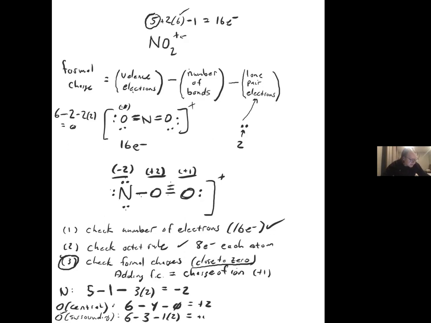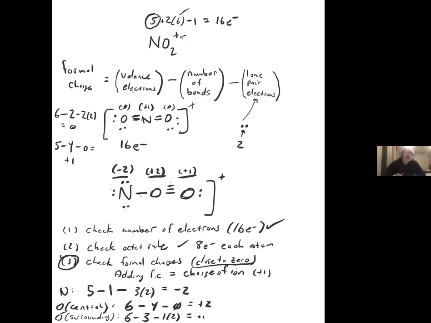Now we do the nitrogen. The nitrogen is group 5A, so 5. It has 4 bonds. That's kind of cool, 4 bonds. And then you subtract no lone pairs because it doesn't have any. So you get +1. And then the oxygen on the right, it's just like the oxygen on the left, exactly the same. 2 bonds, 2 lone pairs, it's the same element. So this one's 0. All the formal charges add up to +1, so that's good.